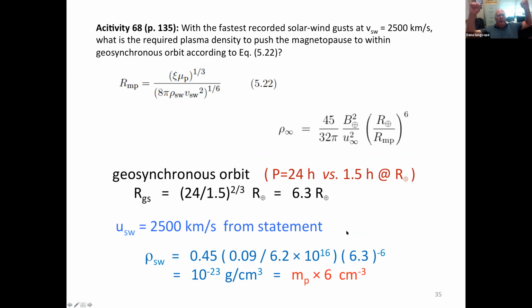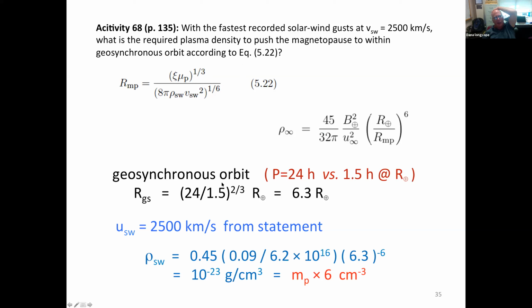And there was an activity that some people did: how much density do you need if the solar wind speed goes up to 2,500 kilometers per second? So 6 times the slow speed before you can push the magnetopause into a distance that would basically leave geosynchronous spacecraft outside of the Earth's magnetic field, right?